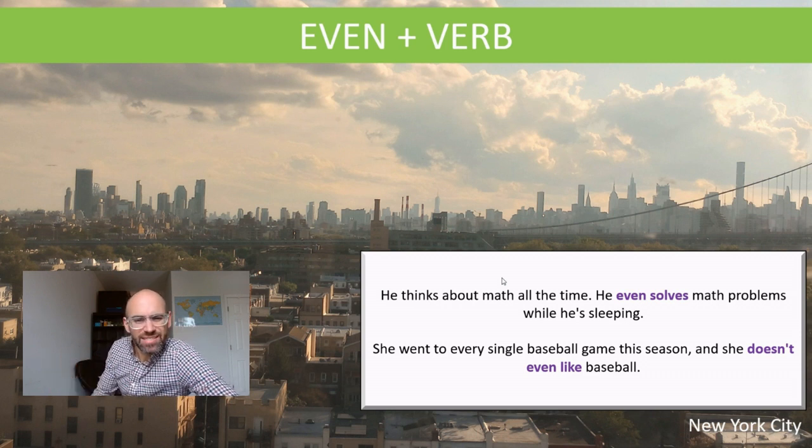And then the second sentence says, she went to every single baseball game this season, and she doesn't even like baseball, right? So it's not something that you would expect. You would not expect this person to attend every single baseball game, but she did, right? And so we can use she doesn't even like baseball to emphasize that it's not a situation that we would expect, right?